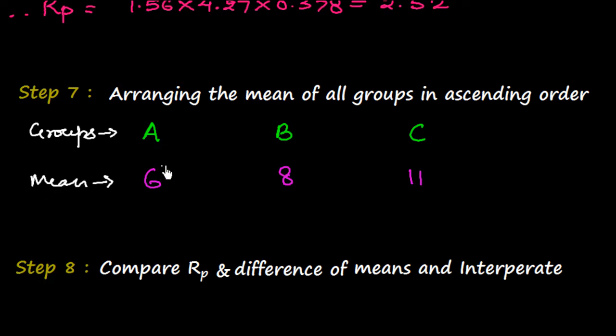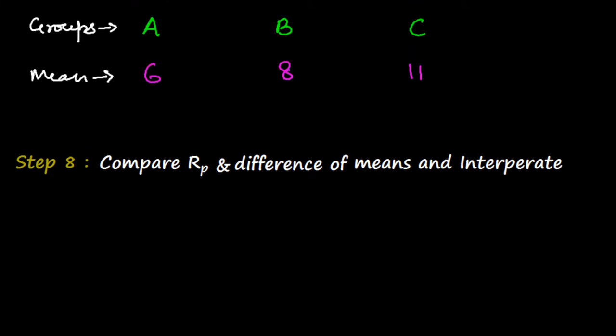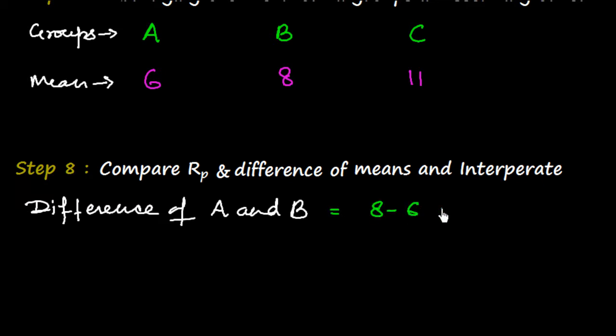Now we compare the difference of these means. If we find out the difference between A and B, we get 8 minus 6, which is 2. 2 is the difference.